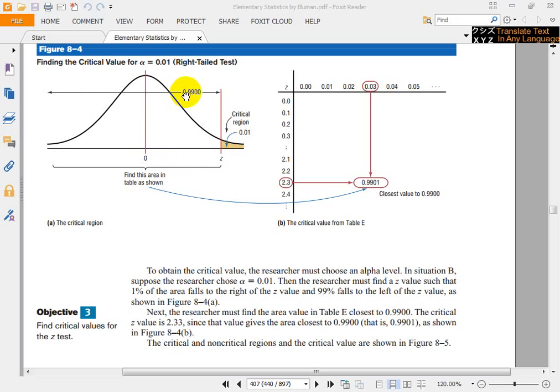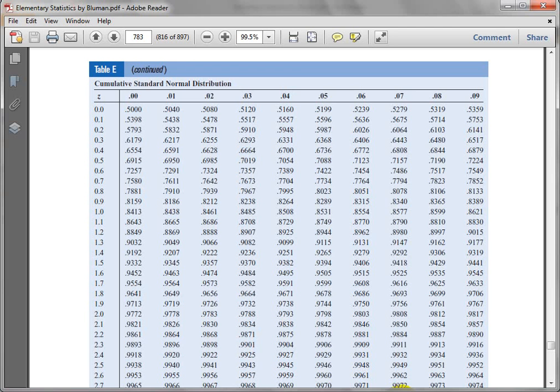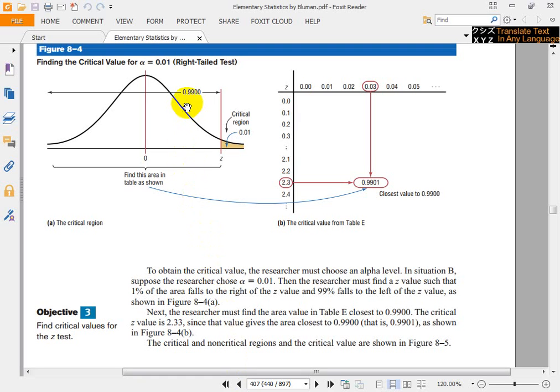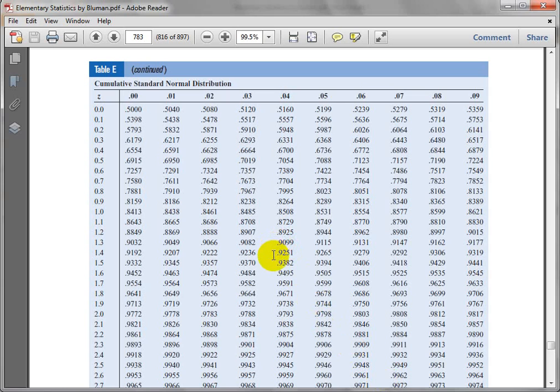Now see 0.9900. In that case, what will happen? Please come to the other editor where you have opened the Z table from the same ebook, Elementary Statistics by Bluman. I'm coming to page number 783, opening the same ebook in another PDF reader window. Please try to search for the value 0.9900. I'm getting this one.